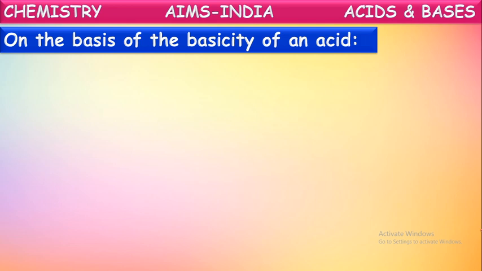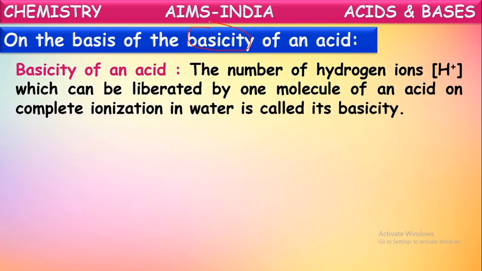One more, on the basis of basicity of an acid. What does basicity mean here? Basicity of an acid is the number of hydrogen ions which can be liberated by one molecule of an acid on complete ionization in water. As we said while explaining the strength of the acid, acids on dissolving into water separate into respective positive hydrogen ions and negative ions. Based upon these, the number of H plus ions liberated from one molecule of an acid is called its basicity.